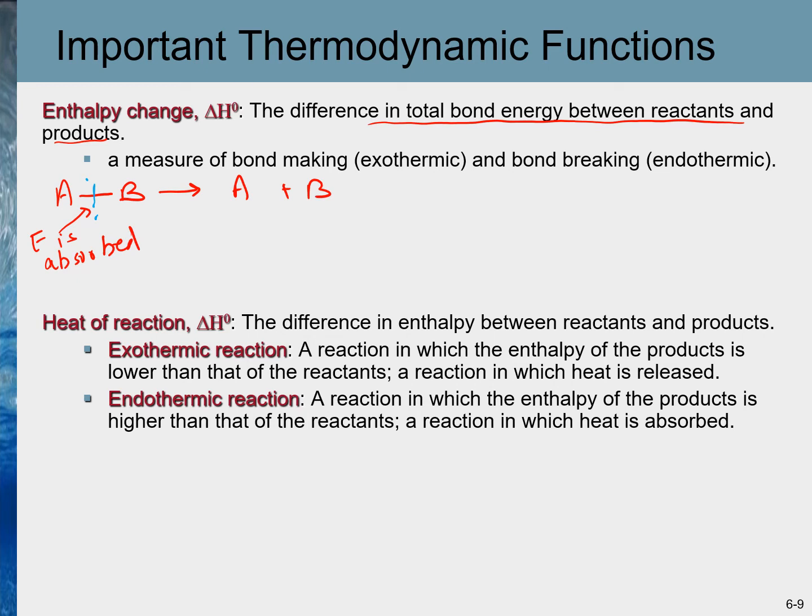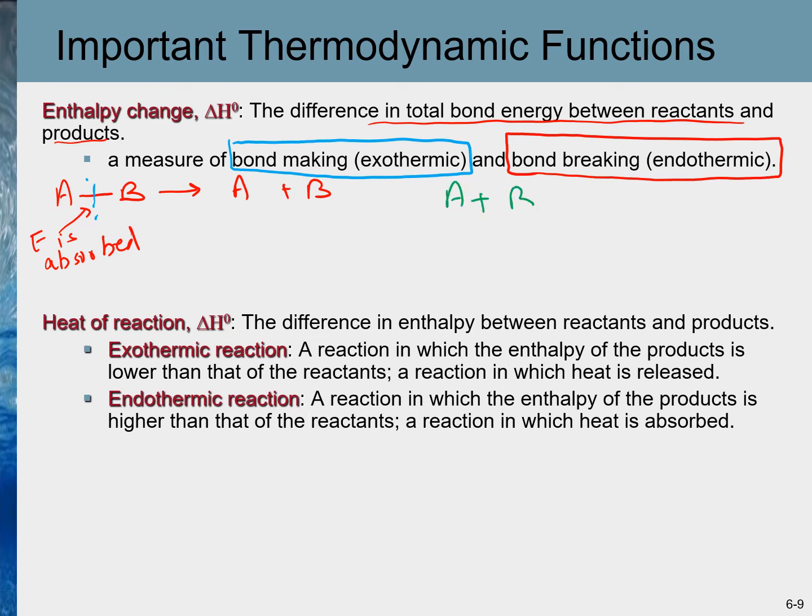So therefore, we can say bond breaking process is endothermic process. So if bond breaking is endothermic, then the opposite of bond breaking, which would be bond making, will be exothermic. This is because of the law of conservation of energy. If energy is released in a process, then the energy will be absorbed in the reverse of that process, or vice versa. So therefore we can say that the bond making process is exothermic, or energy is released.